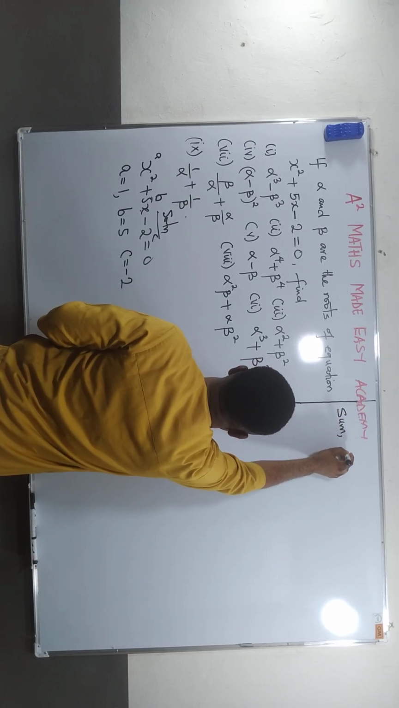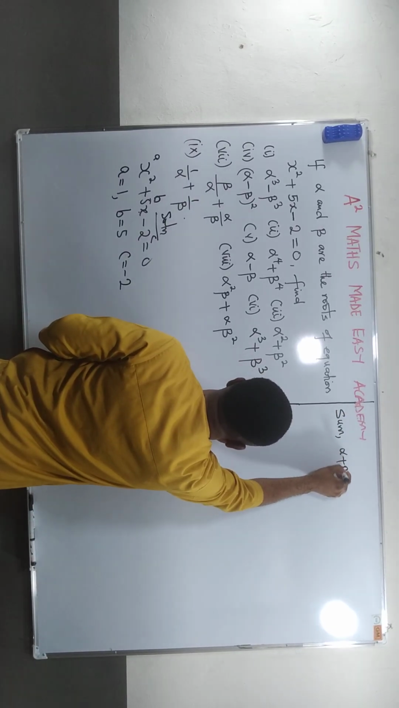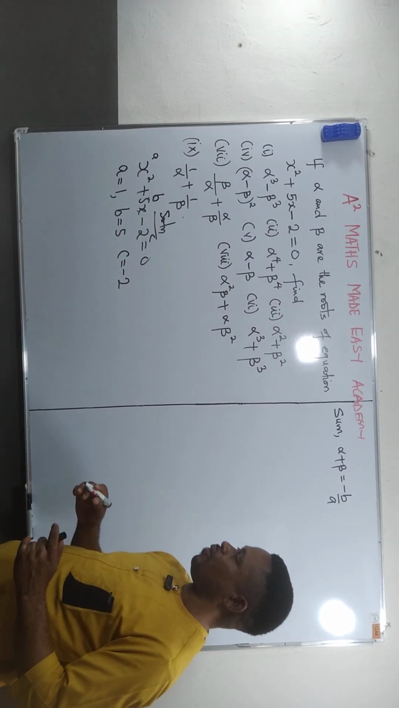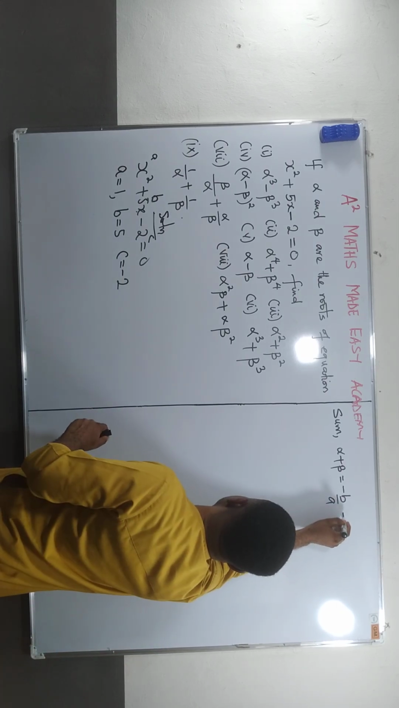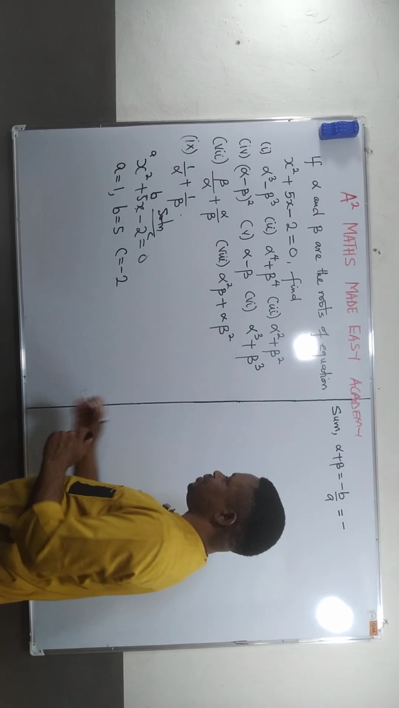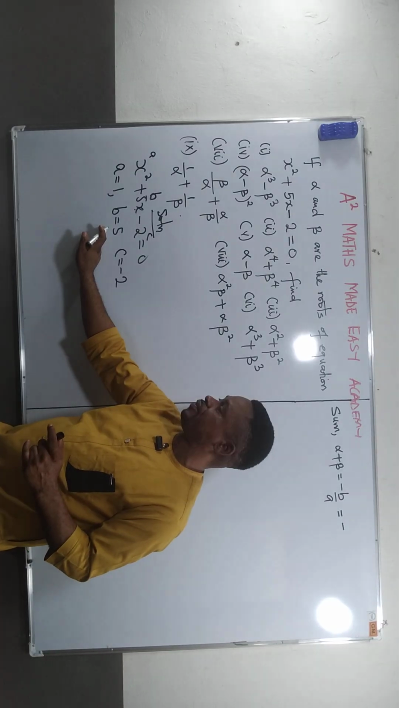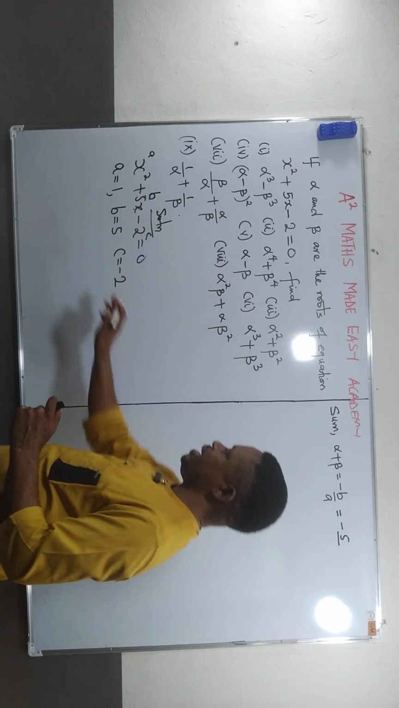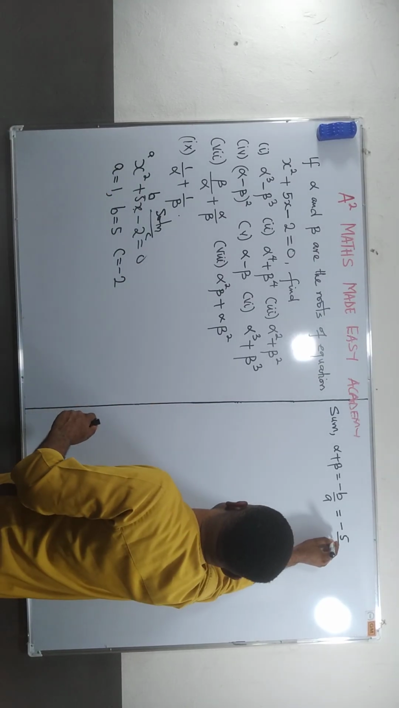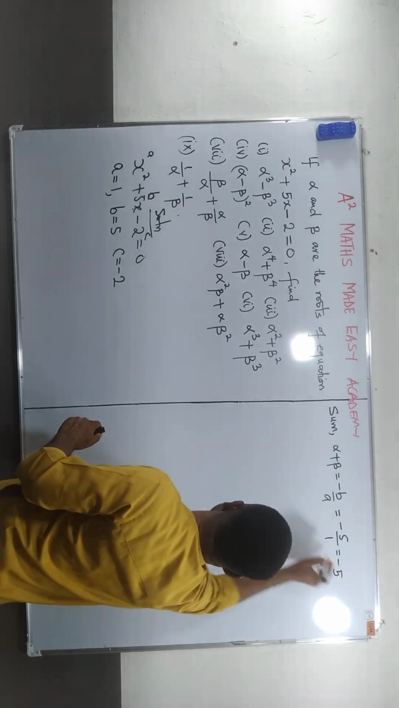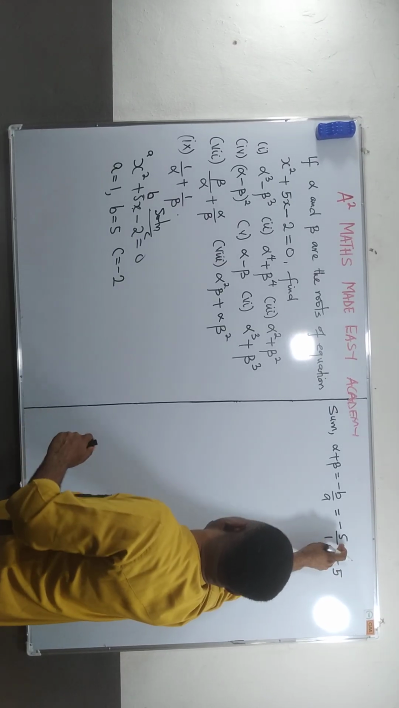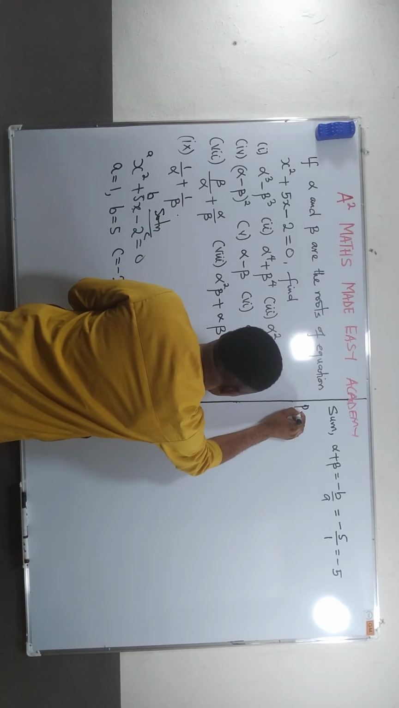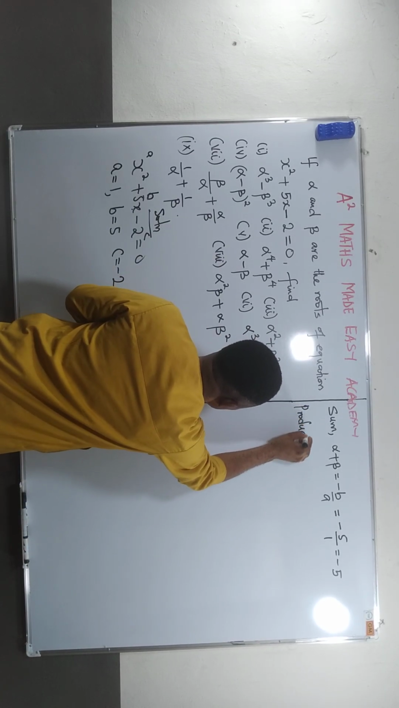Don't forget, the sum of alpha and beta is alpha plus beta, equal to minus b all over a. Now let's substitute. What is b? Let's go back. b is 5. So I will introduce 5, then all over a. What is a? a is 1. Then I will introduce 1. If I divide, the answer will give me minus 5. How? Minus 5 over 1 is minus 5.